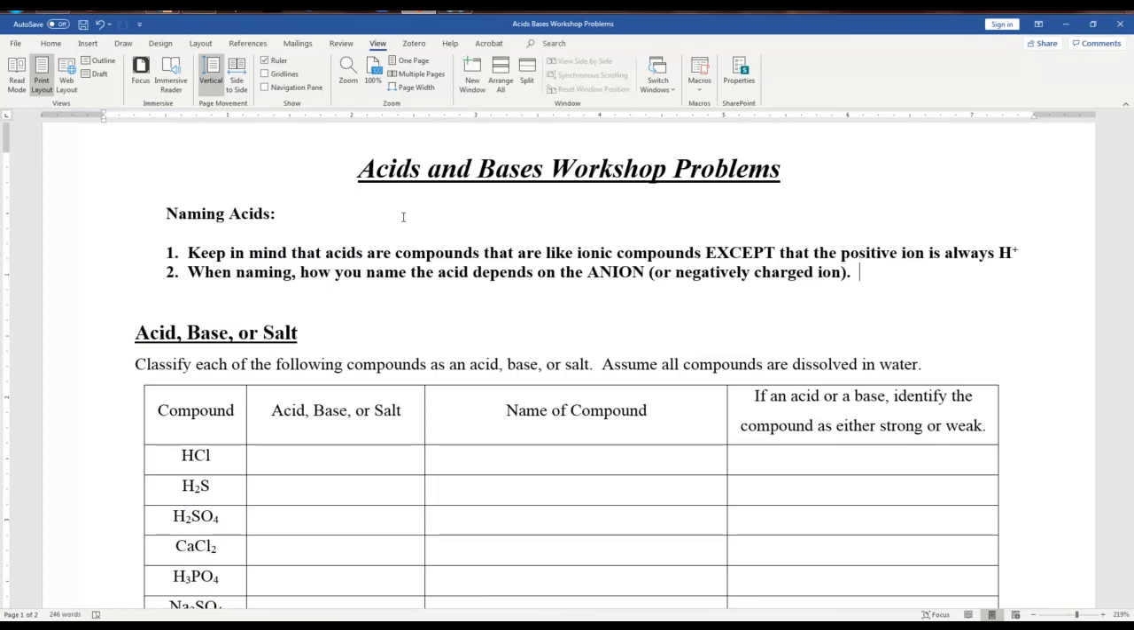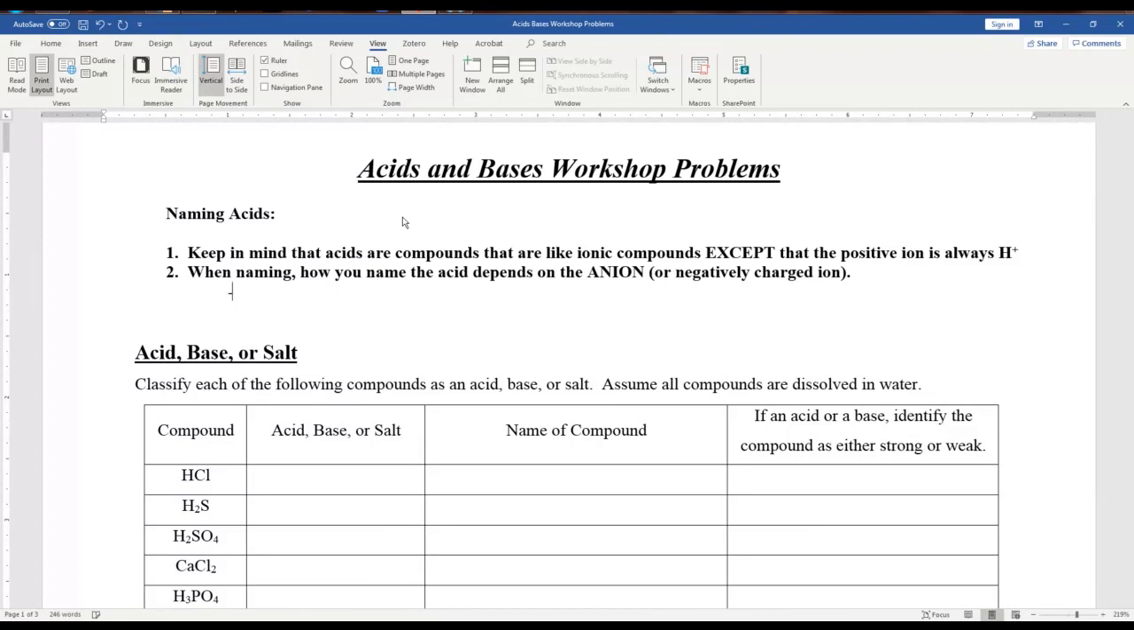So to that extent, if the anion name ends in IDE, highlight there, the name of the acid is hydro something, and this is actually the root name of the anion, ic acid. That's how you name it, hydro something ic acid.